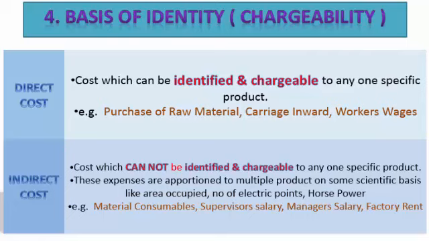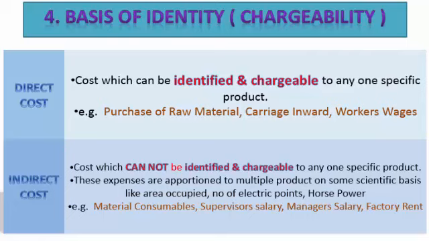Now an example is purchase of raw material. When we purchase a raw material, we know which finished goods we are manufacturing. Carriage inward related to that raw material. Workers are working and manufacturing a specific product and you are paying wages to them. So we call this a direct cost. So here expenses are incurred on material, and also on labor, but the identity is that they are for specific products, so it is called a direct cost.